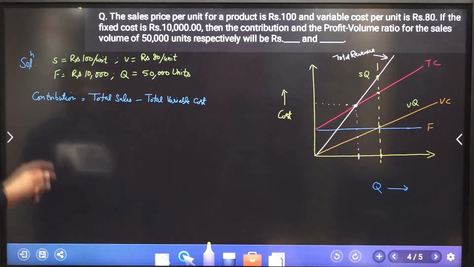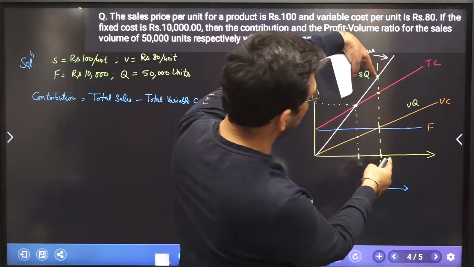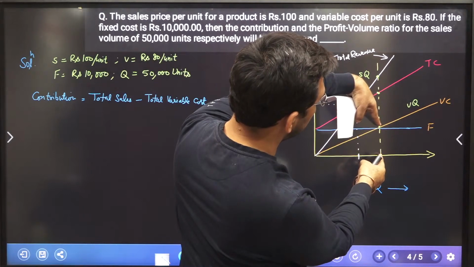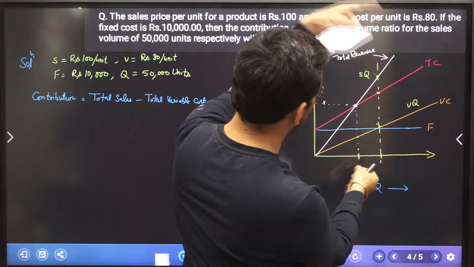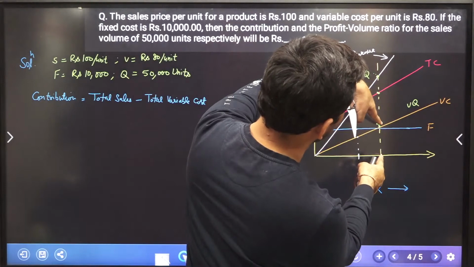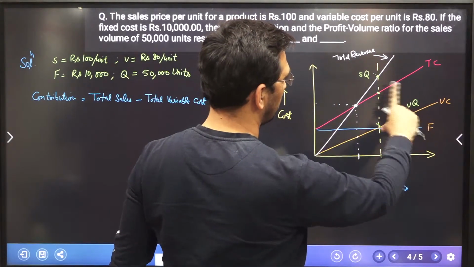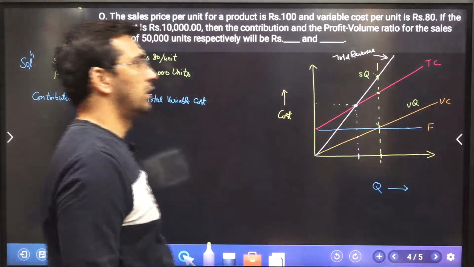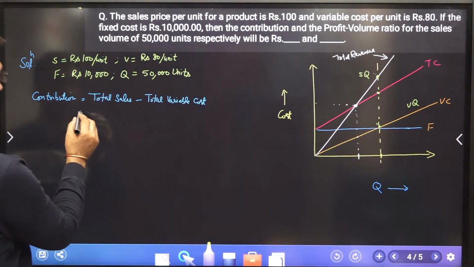Now, what do we say contribution is? It is the total sales minus total variable cost. So total sales is how much? This much. And total variable cost is how much? This much. So if from this you reduce total variable cost, then you are going to have this minus total variable cost. This will give me this difference, SQ minus VQ, from here to here. From here to here, this will give me the contribution.